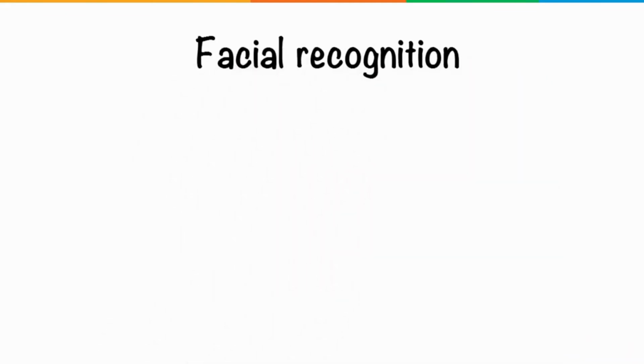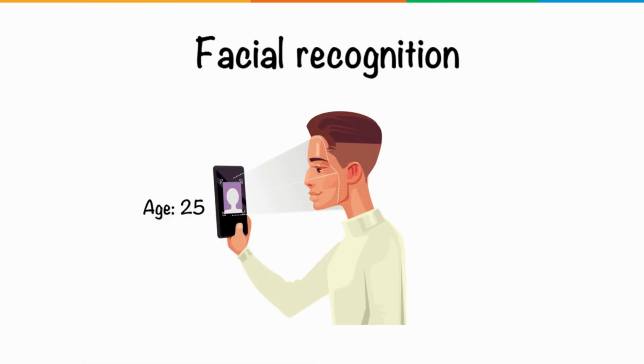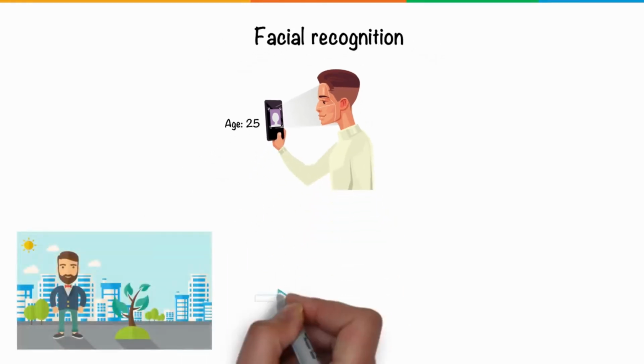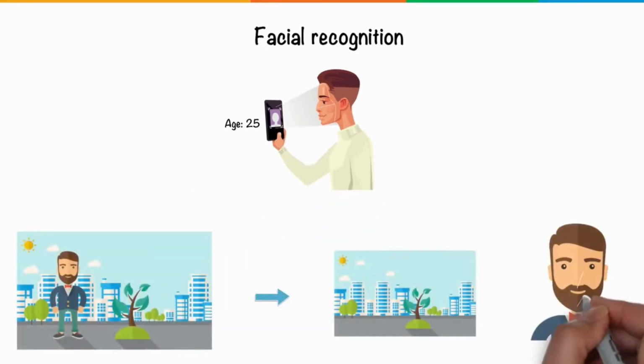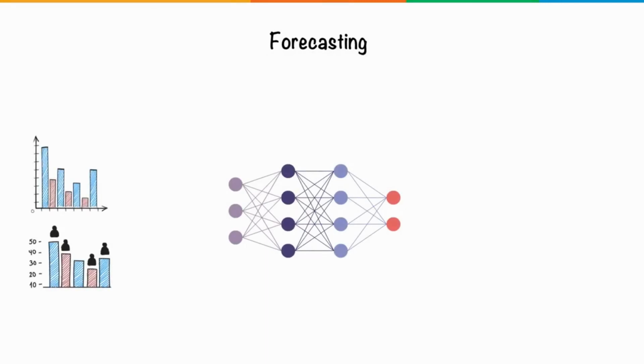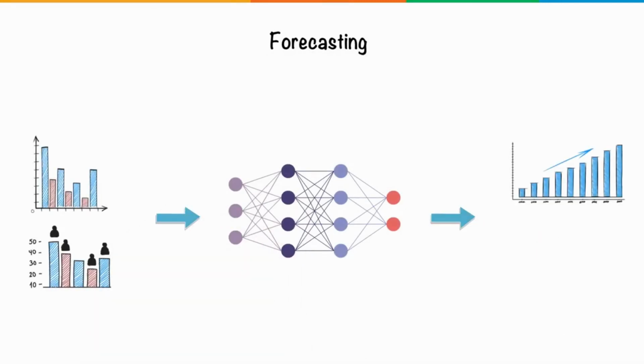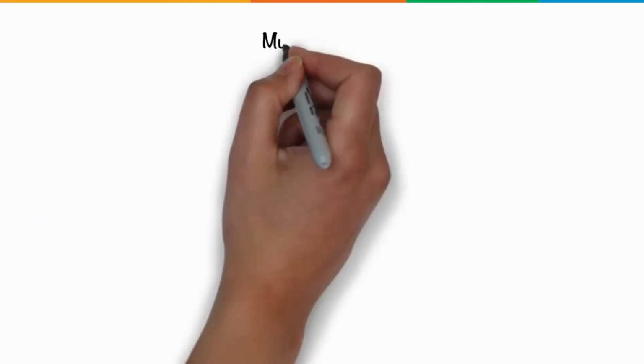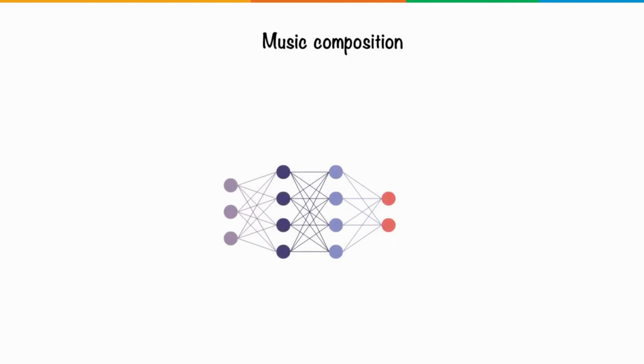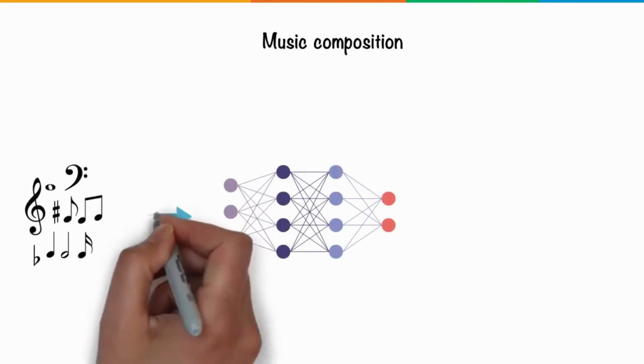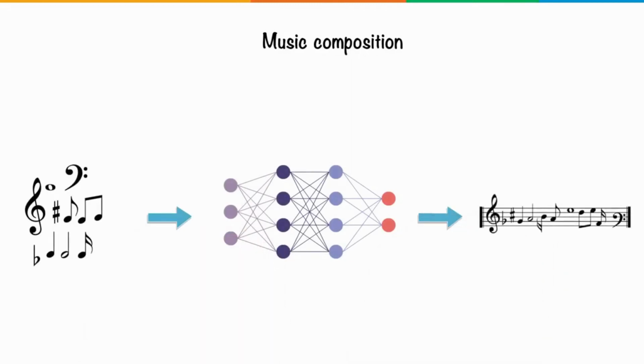Facial recognition. Cameras on smartphones these days can estimate the age of the person based on their facial features. This is neural networks at play, first differentiating the face from the background and then correlating the lines and spots on your face to a possible age. Forecasting. Neural networks are trained to understand the patterns and detect the possibility of rainfall or a rise in stock prices with high accuracy. Music composition. Neural networks can even learn patterns in music and train itself enough to compose a fresh tune.